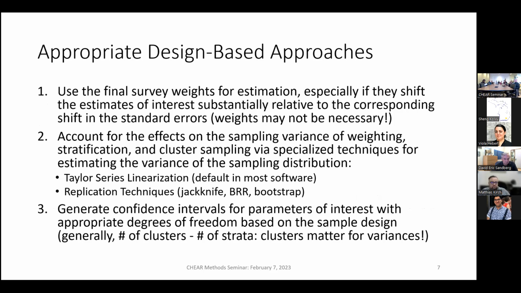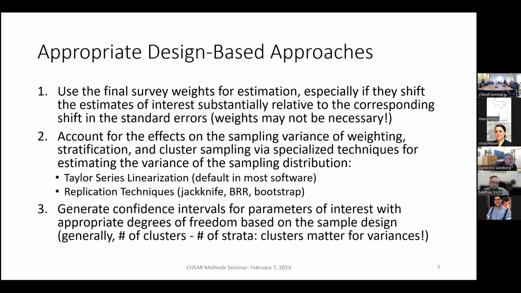Okay, so appropriate design-based approaches now that we've defined that concept. How do we ensure that our estimates are unbiased, our standard errors are unbiased with respect to the sample design and the finite population of interest? First of all, we would use the final survey weights that you see in a data set for estimation, especially if those weights shift your estimates of interest substantially relative to the shift in the standard errors that they may introduce. Okay? So again, weighting has the risk of potentially increasing your standard errors, but those weights are ultimately designed to reduce bias in your estimates due to these different sources of selection.